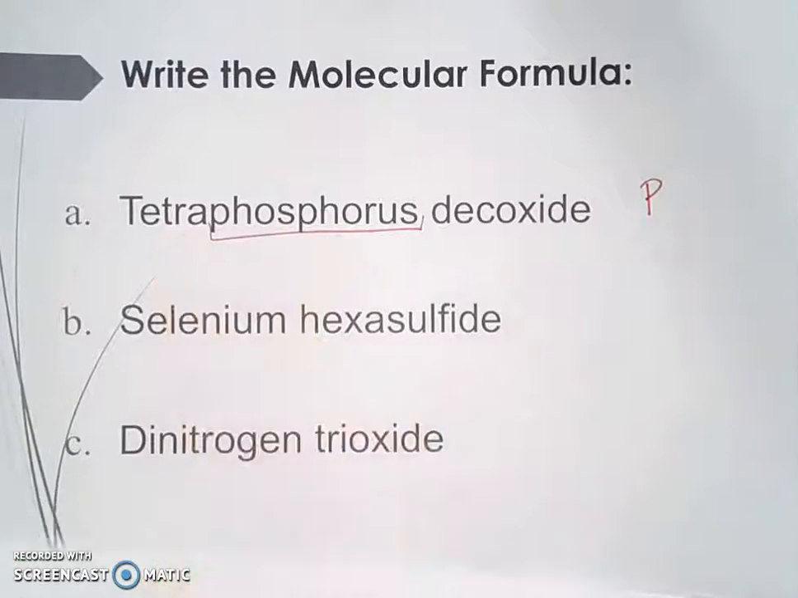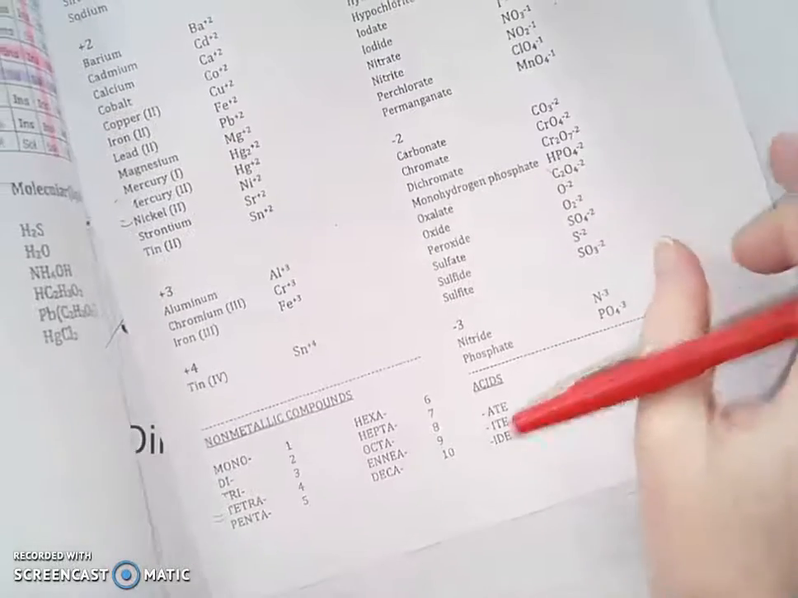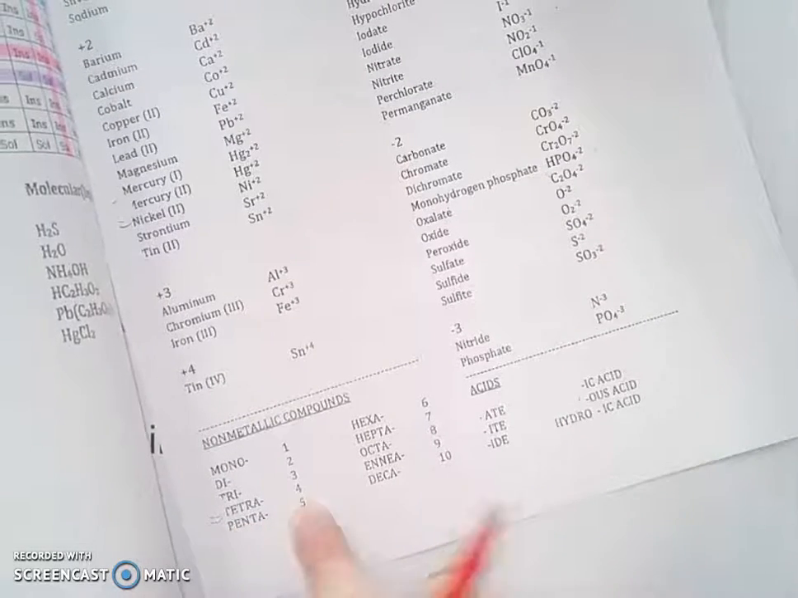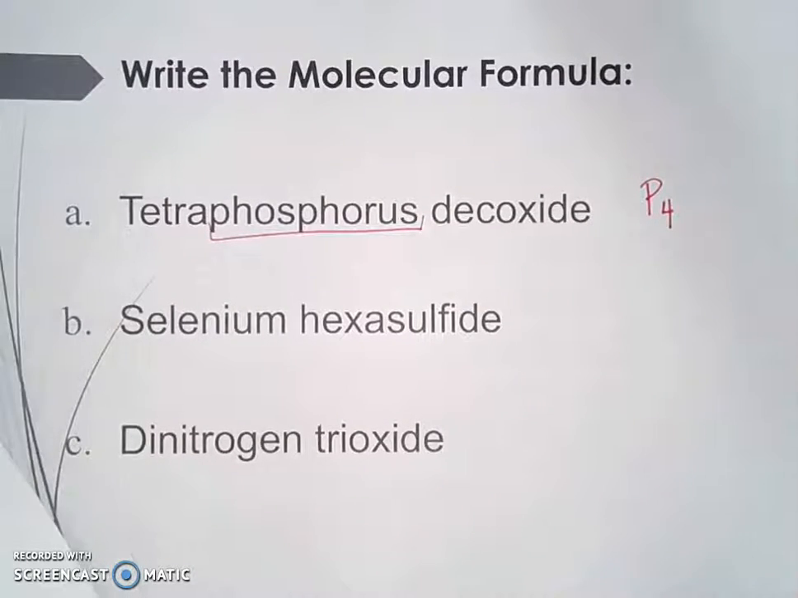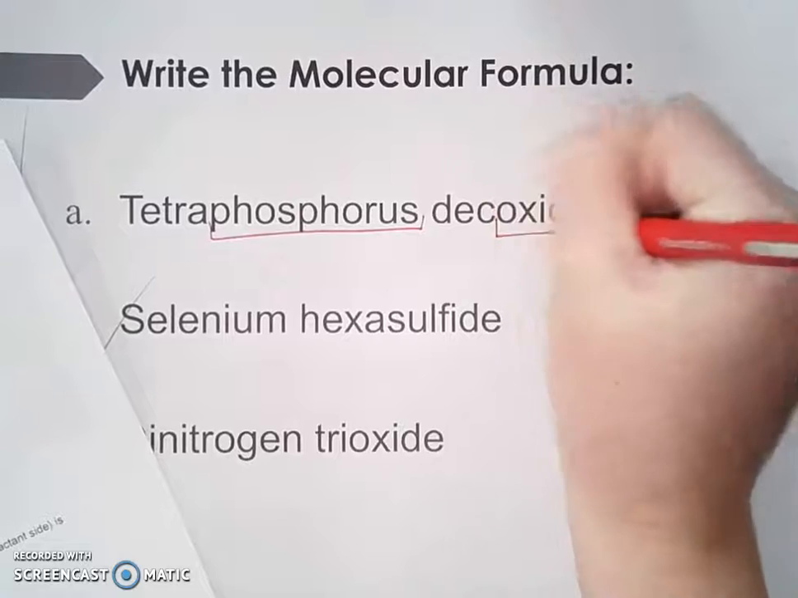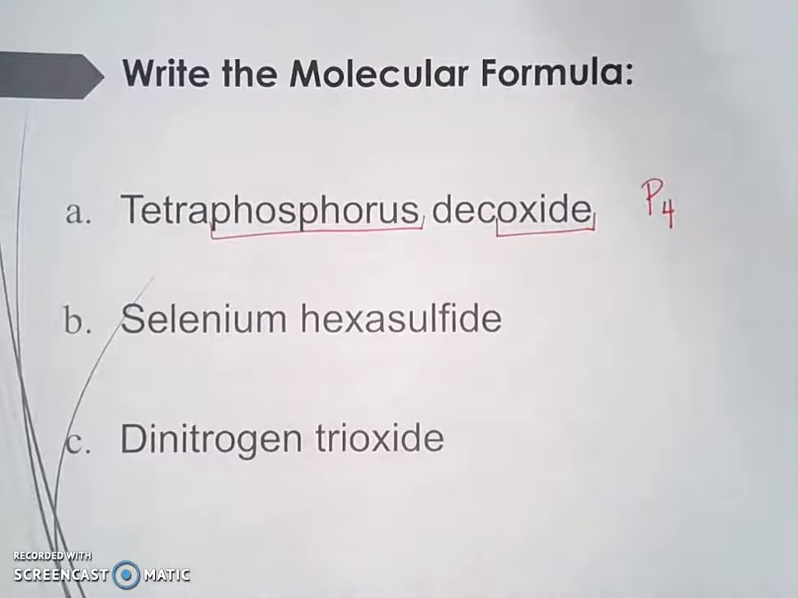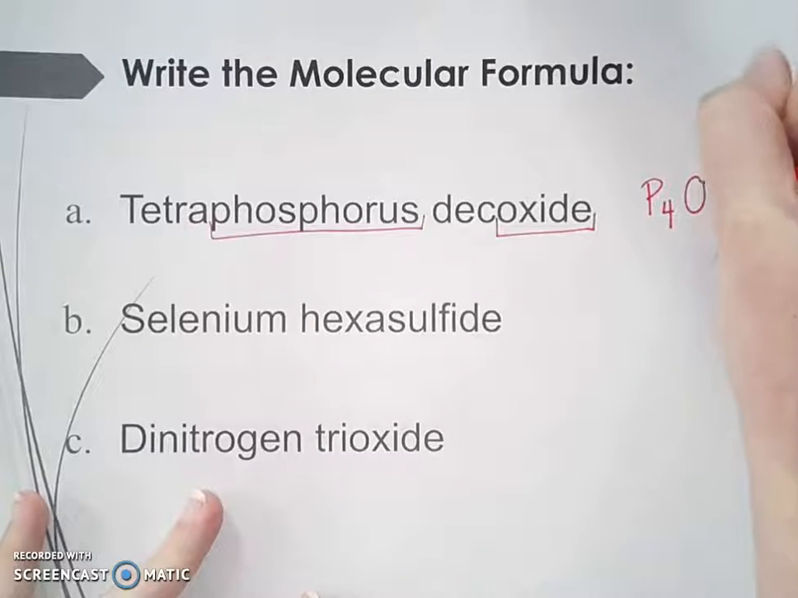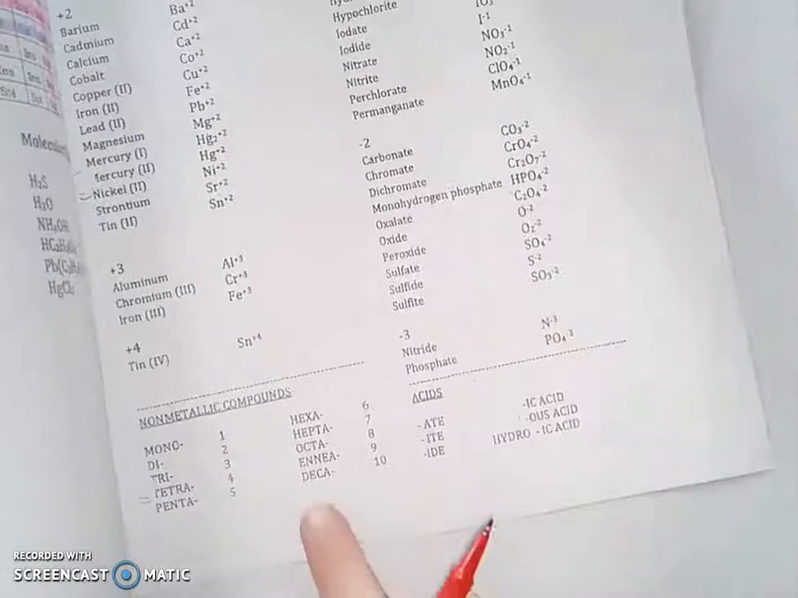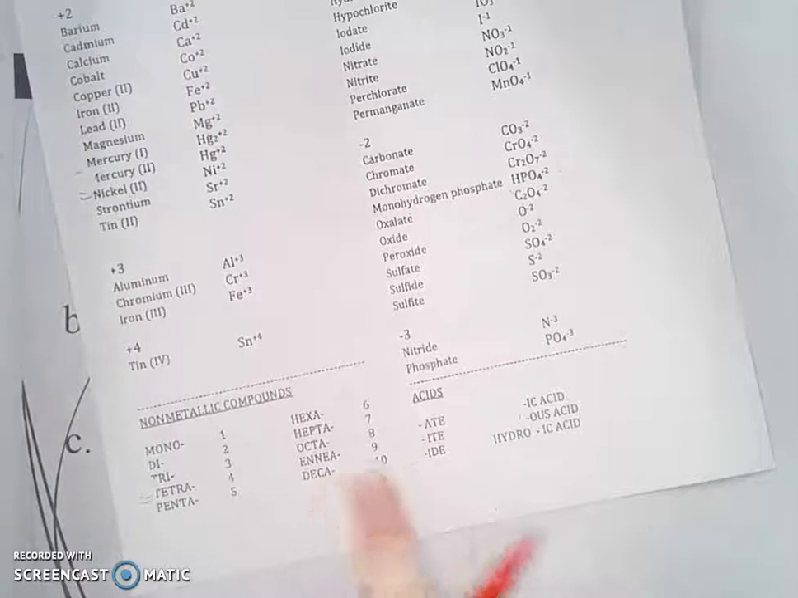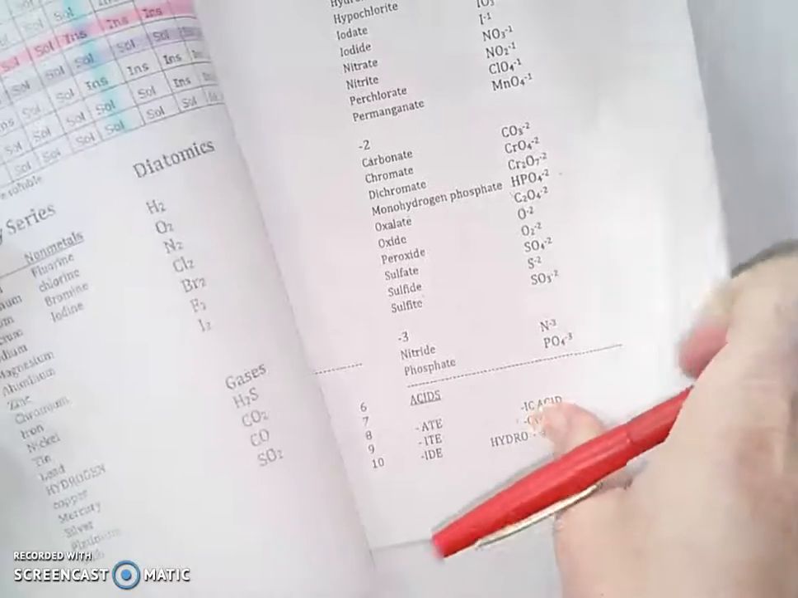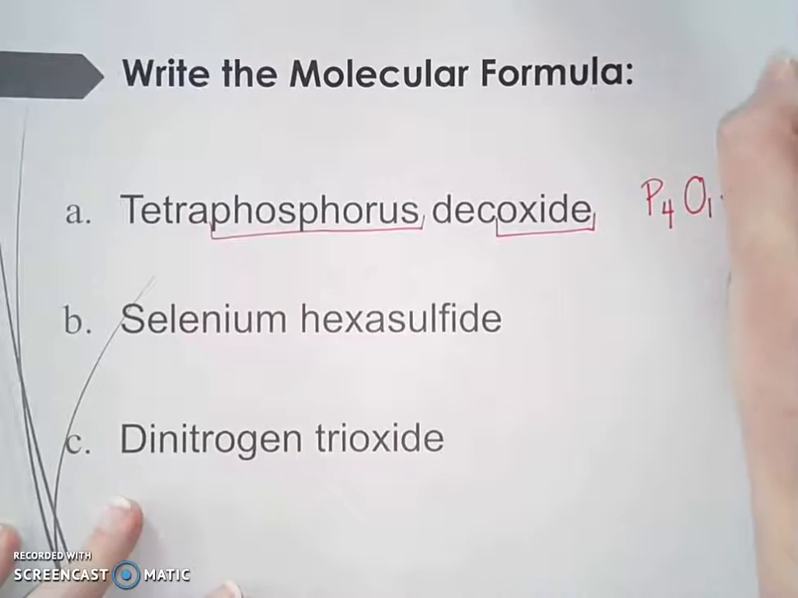Tetra in front of it, tetra is 4, so that means that I'm going to put a 4 there. Decaoxide, well, remember oxide, we can't find oxide on the periodic table, but we could find oxygen because the ending would change. And again, the last letter, A, had to come off because oxygen also starts with a vowel. Deca is 10. So P4O10.